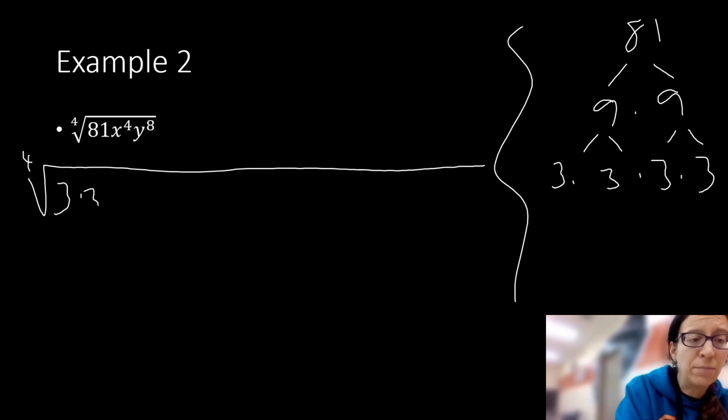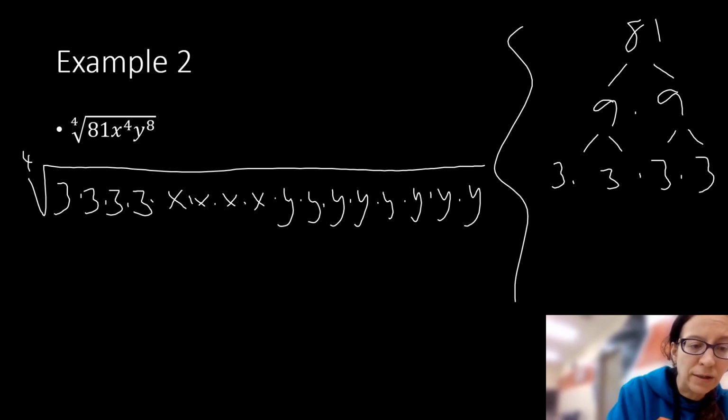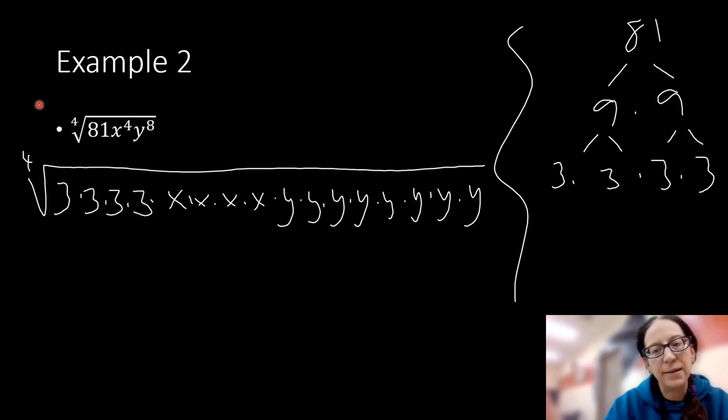We have 3 times 3 times 3 times 3. X to the 4th is x times x times x times x. Y to the 8th, ouch. 1, 2, 3, 4, 5, 6, 7, and 8. And typically what I will do as soon as I'm done with that is I will do a quick count. 1, 2, 3, 4, 5, 6, 7, 8. Just because when you're writing that many out, it can be easy to miss one, and we don't want to miss one.